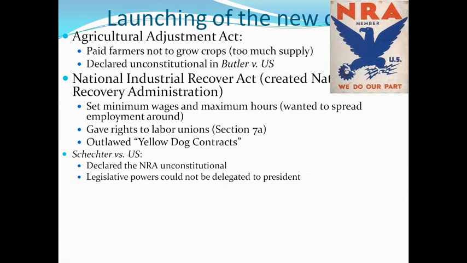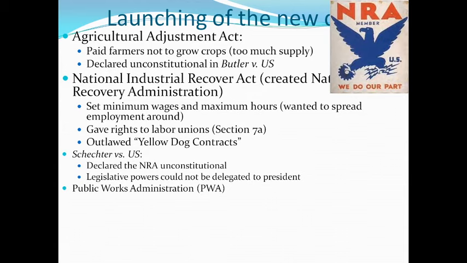But what Schechter v. U.S. decided was that FDR was going beyond his powers as the executive branch by creating legislation, which is something that only Congress should be able to do. So that's why the NRA became unconstitutional, along with some other of his alphabet soup agencies.